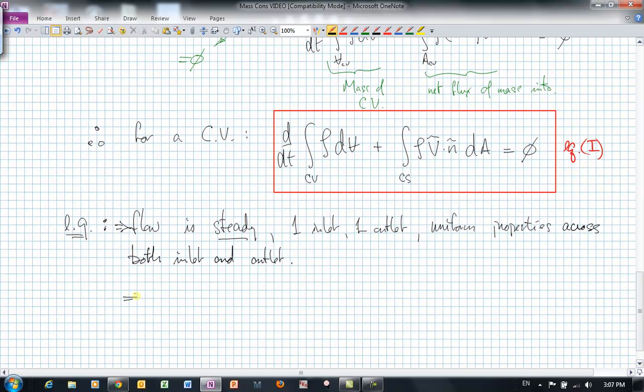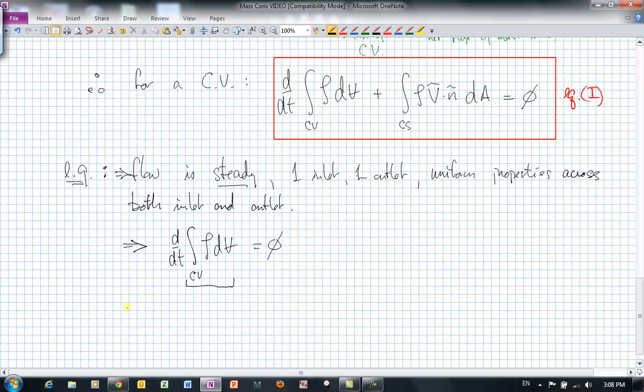Well, that means because it's steady, that d/dt over the control volume of rho dV must be equal to 0. That's the definition of steady. Take a picture now, take a picture a moment later, nothing has changed. d/dt of what's inside the control volume is constant. So that term goes away. What about the flux term?